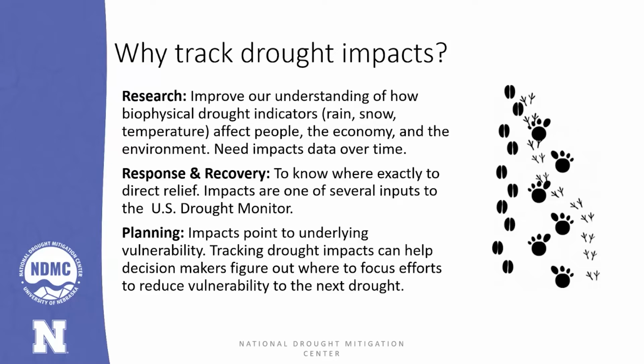From a response and recovery standpoint, we want to know where to direct relief. Also, impacts are one of several inputs into the US Drought Monitor. And from a planning standpoint, this is typically on a longer time horizon, but impacts point to underlying vulnerability. So tracking impacts can help us figure out where to direct long-term efforts to reduce vulnerability so the next drought doesn't have such a dramatic effect.